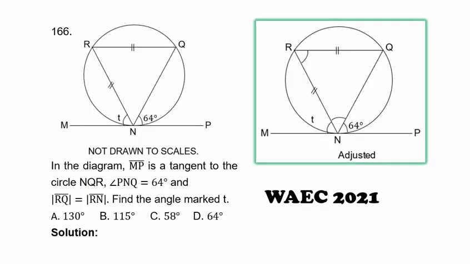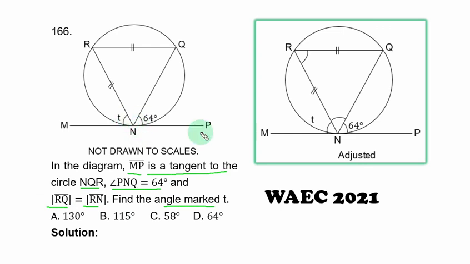Example 166. In the diagram, MP is a tangent to the circle NQR. Angle PNQ is equal to 64 degrees, and RQ is equal to RN. Find the angle marked T.